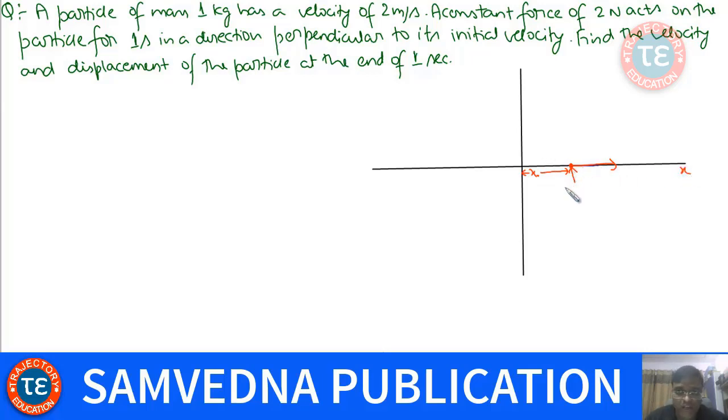Body is moving along the x-axis. So the force will act on the body in the y direction. It can be positive y, it can be negative y. Whatever you may take, both are correct. So suppose I take this force to be acting on the body in the positive y direction. So this force is acting on the body in the positive y direction. You can take it negative y also, no issue.